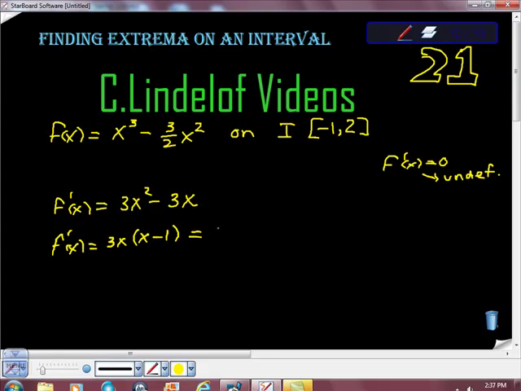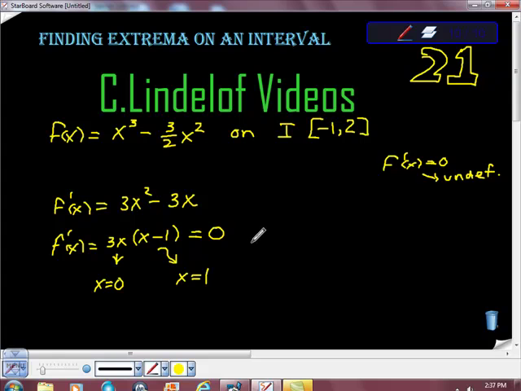And we're using the zero product property to find out when that's equal to 0. So when is 3x equal to 0? When x is equal to 0. Before I claim this as one of the possible values, I have to make sure it's on my interval, and 0 is on the interval. It is between -1 and 2, so that counts. When is x minus 1 equal to 0? Well, of course, when x is equal to 1, and that's also in this interval, so those values count.